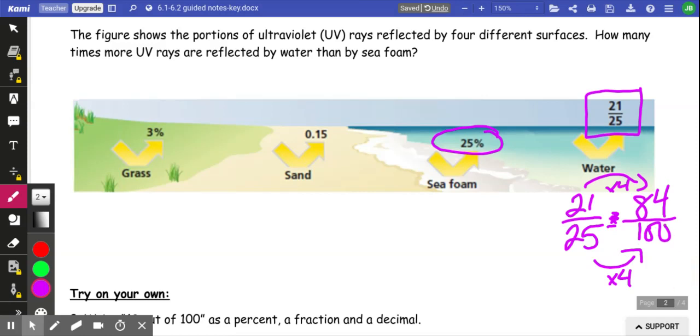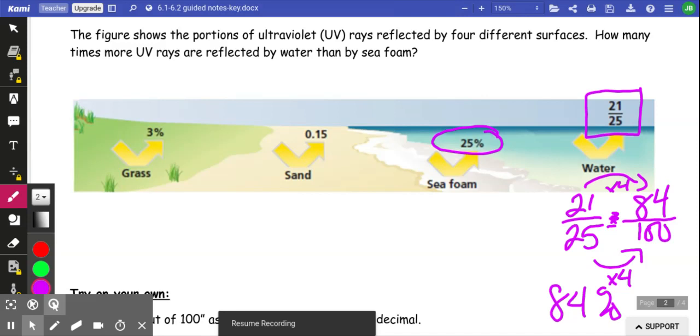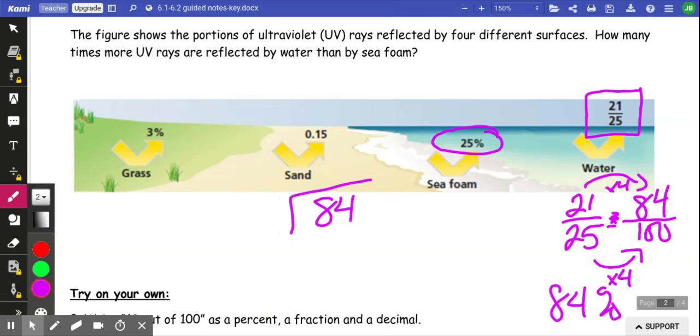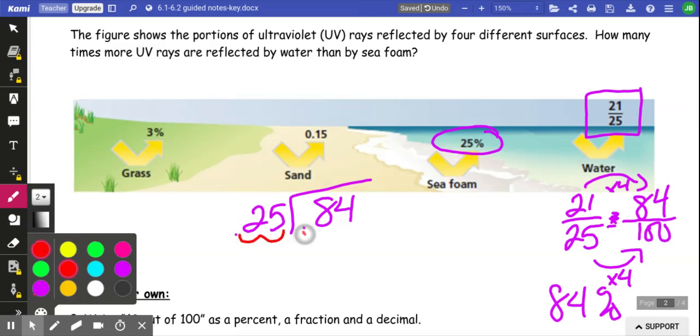So I would get an 84% for the UV rays that are reflected from water. And then the seafoam is 25%. So it says how many times more UV rays are reflected by water than by seafoam? So we can do some long division and we can take our 84% and divide that by our 25%. Okay, and those are our decimals. So we could change those from here and we could shift those decimal points over because whatever I do to the one, I have to do to the other.